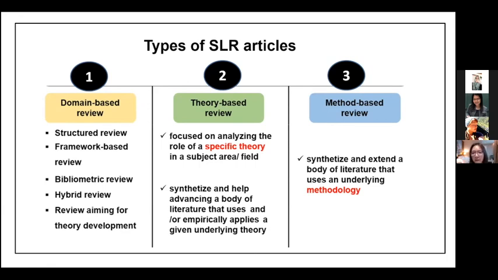For empirical papers, we have many different types, for example qualitative, quantitative, or experimental research papers. For the SLR paper, it can be categorized or classified in numerous ways. The three most common types of SLR paper that we can find in the literature are these three. The first is domain-based review, the second is theory-based review, and the third is method-based review.